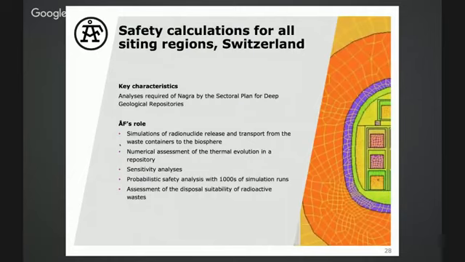Let's now leave France and look at Switzerland. In Switzerland, we also do safety calculations for NAGRA, which is the Swiss National Cooperative for the Disposal of Radioactive Waste, where we simulate radionuclide release and transport from the waste containers all the way to the biosphere. What's maybe new in Switzerland, what we've done also, is probabilistic safety analysis with many thousands of simulation runs that allow us, on the one hand, to determine which are the most relevant parameters that actually govern the system behavior, and on the other hand, also give us an idea about the safety in case of not so well-known parameters.